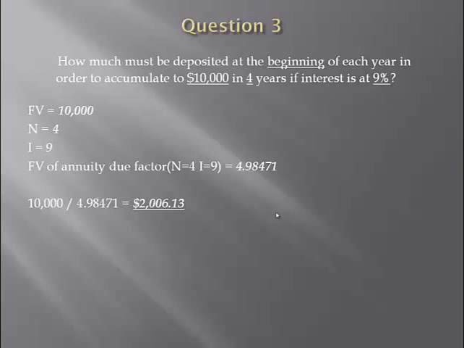Since the deposits are being made in the beginning of each year, you will use the future value of an annuity due table, and you will plug in 4 for N and 9 for I. And the factor is 4.98471. And then you take the future value, 10,000, and divide that by the factor, and you get your answer of $2,006.13.